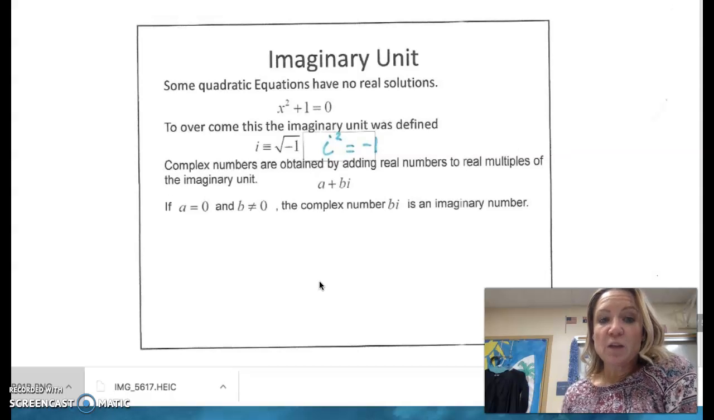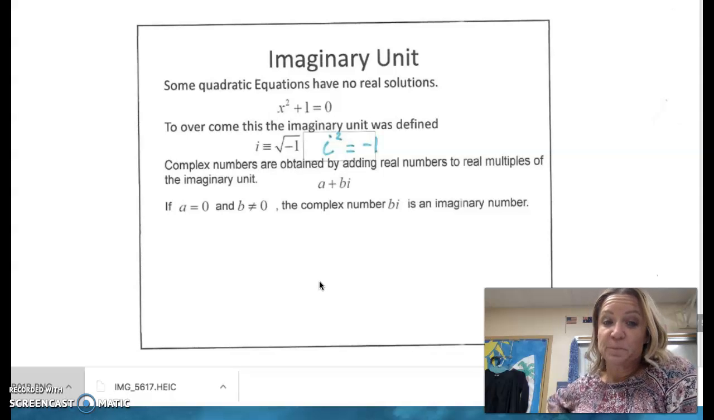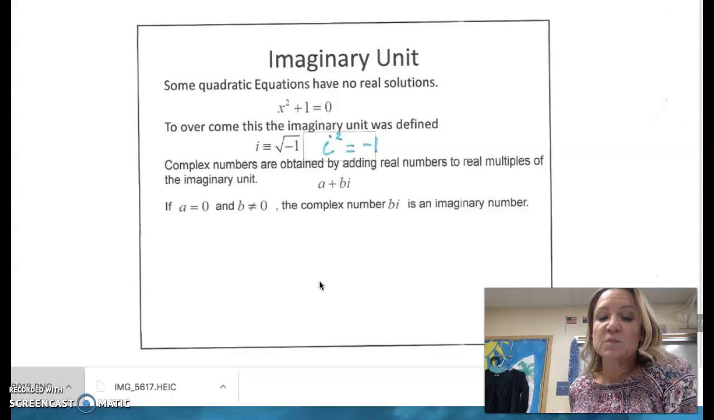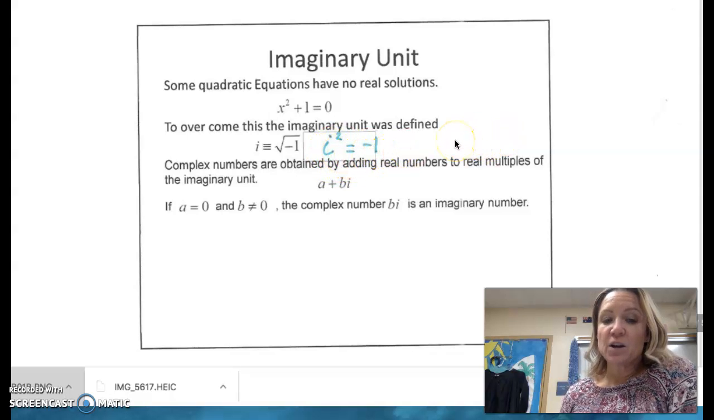The first thing we're going to talk about is the imaginary unit. Some quadratic equations will have no real solution, such as the equation x squared plus 1 equals 0. To overcome this, the imaginary unit was defined. i will be equal to the square root of negative 1, and i squared will be equal to negative 1. If you have a highlighter, go ahead and highlight this. If you don't, put a star or a circle. You'll keep coming back to these two pieces of information.